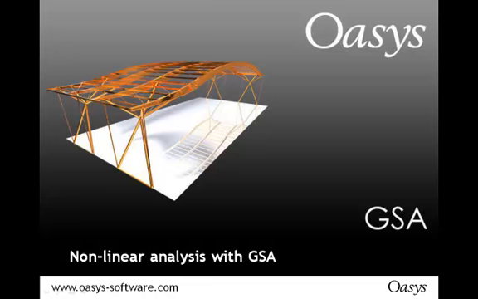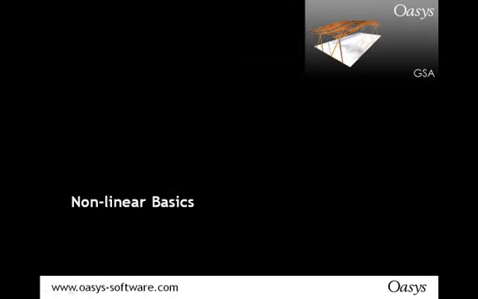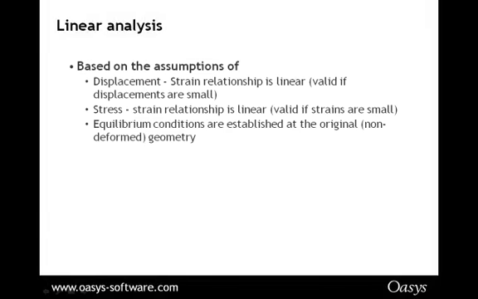Okay, so non-linear analysis with GSA. First of all, let me run through a few basics. Linear analysis is what it says. The displacement-strain relationships are linear. The stress-strain relationships are linear, which is because both are valid if the displacements are small, and so equilibrium conditions are developed at the original non-deformed geometry. So, when it deforms, it doesn't deform very much.